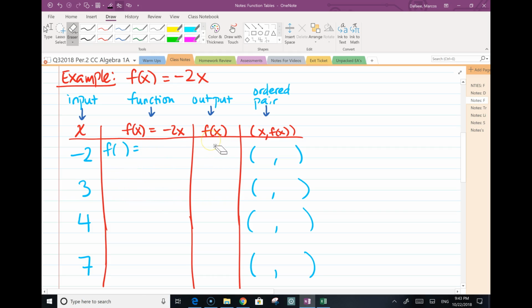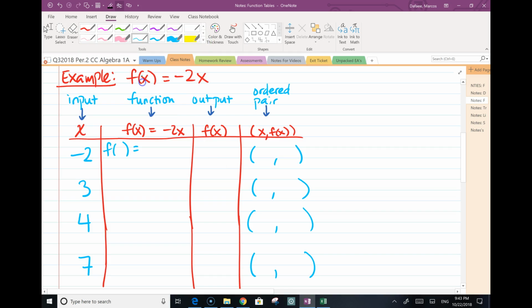The result of that would be the output that goes in the third column, and that's where I simply put my f of x or my y, and then in the final column I put my ordered pair combination, which is the input and the f of x or the y as a combination. That's my ordered pair, and each ordered pair will then later turn into a point on my graph, or on my coordinate plane, which will be part of my graph. So with that said, here we go.